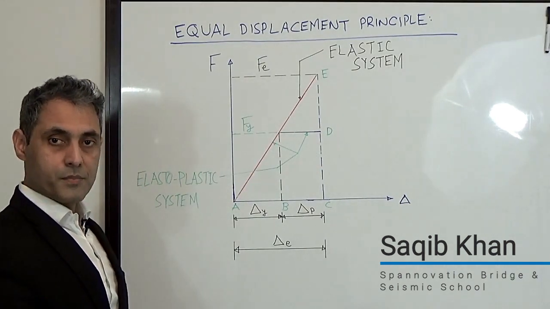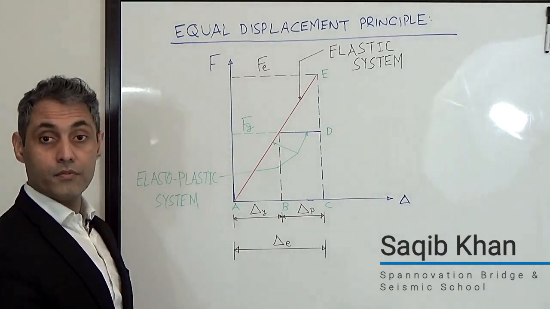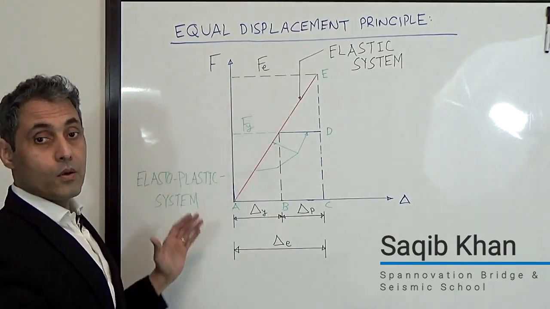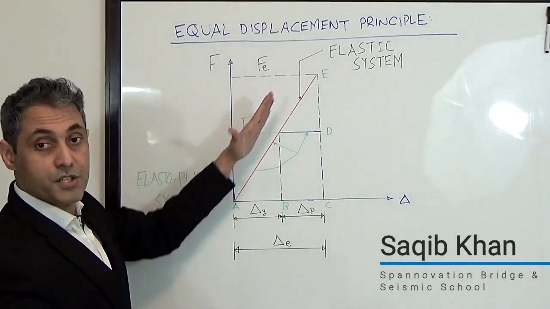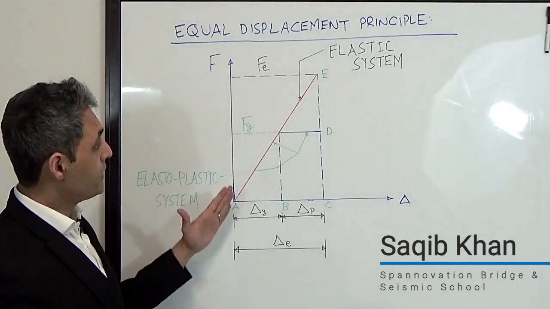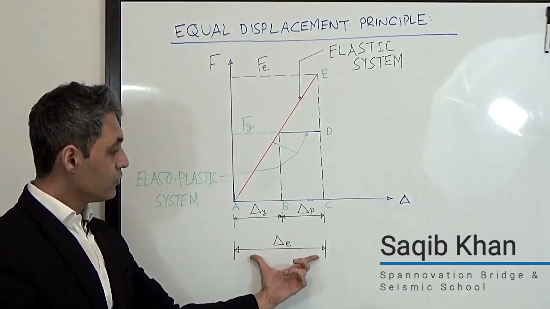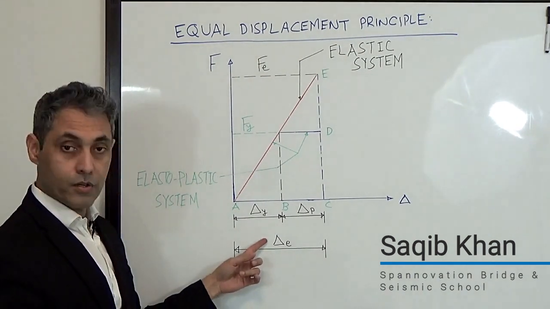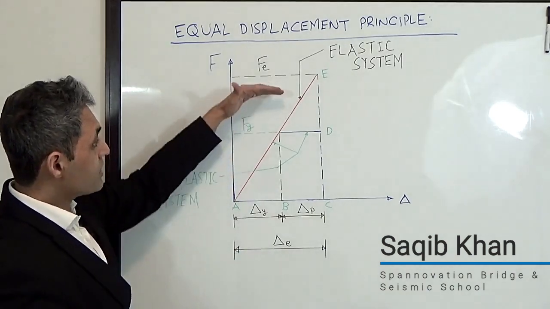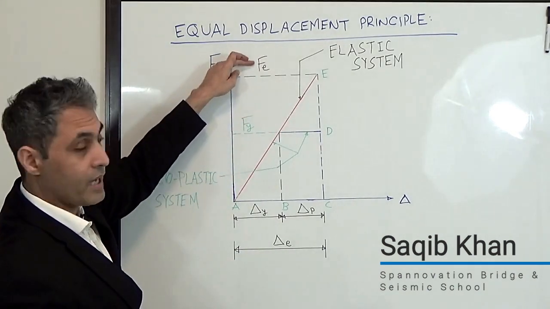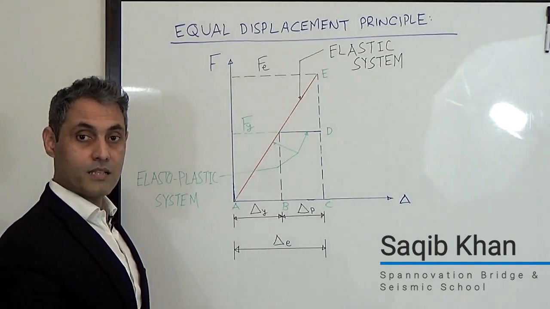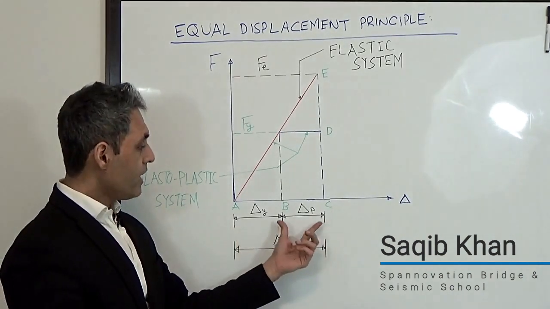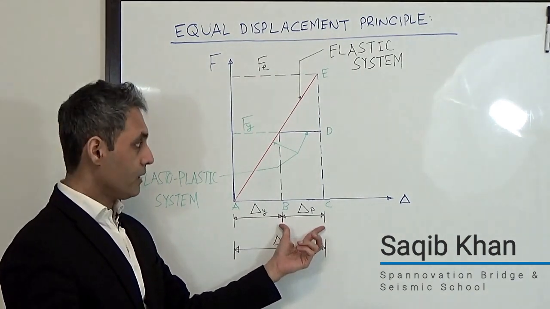So the basic assumption we have is that when an earthquake of a certain magnitude or intensity comes along, the elastic system will basically keep its initial stiffness. It will not have any damage, and it's going to displace through this range of displacement, which I have denoted as delta E. The force level in the elastic system is going to be Fe. Now, the elastoplastic system behaves differently. This system has an elastic component delta Y and a plastic component delta P.